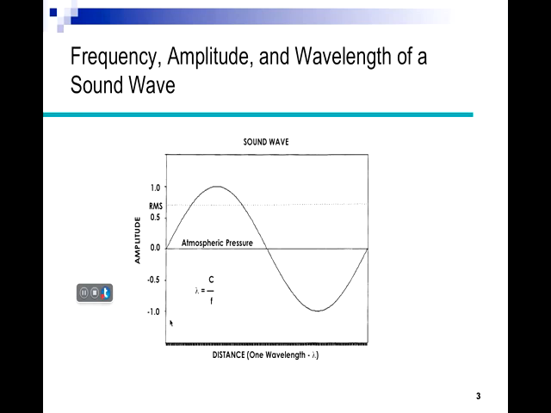This is a graphic of the relationship between the frequency, amplitude, and wavelength of a sound wave. And as you can see here on the bottom, the x-axis is the distance, so this is one wavelength. The amount of time that it would take to traverse that is going to relate to the frequency. And the amplitude is atmospheric pressure displacement.